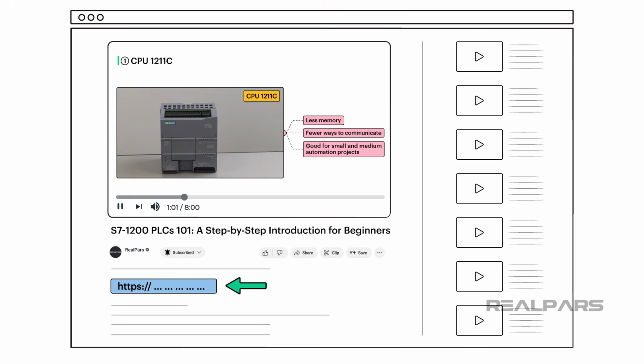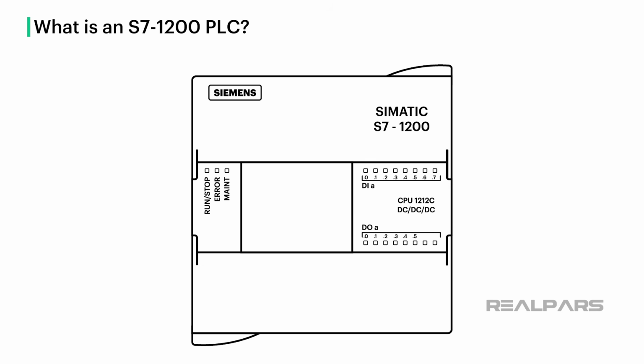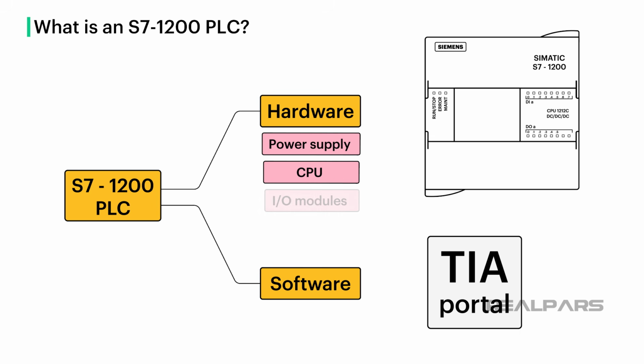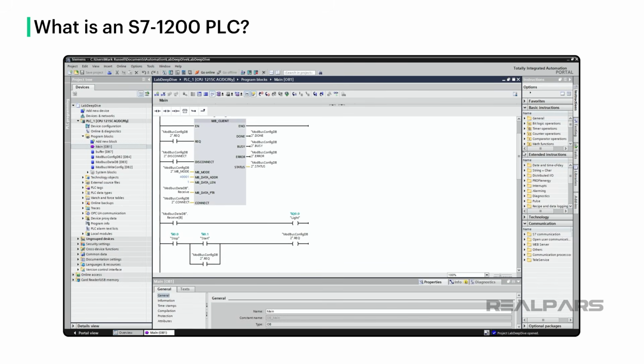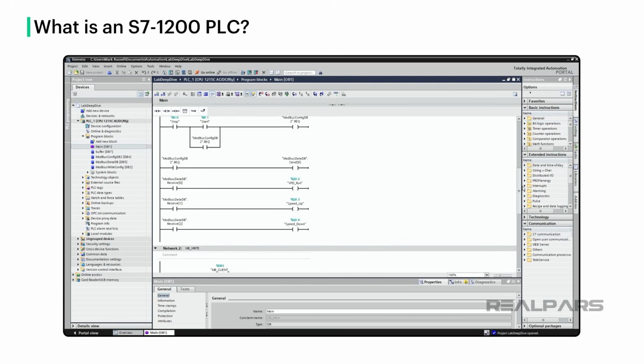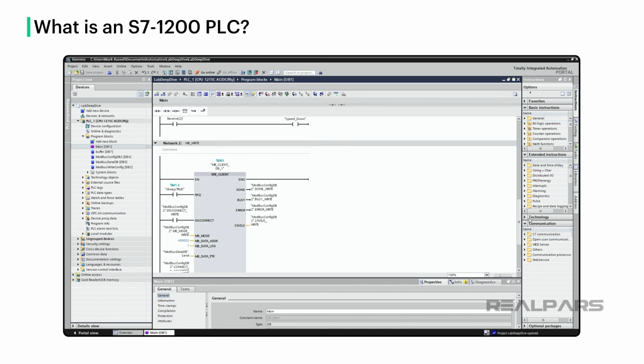Let's start with the basics of what an S7-1200 PLC is. It's a type of programmable logic controller manufactured by Siemens, used to control and automate industrial processes. The S7-1200 PLC has two main components, the hardware and the software. The hardware includes the power supply, central processing unit or CPU, input and output modules, and communication modules. The software used to program the PLC to perform specific functions based on input signals from sensors and switches is called TIA Portal, which is also developed by Siemens.